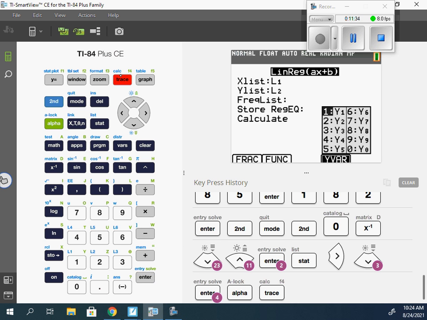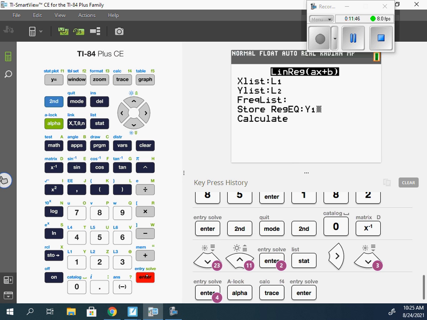So alpha, F4. So Y1 is when we graph, and we'll put the first equation in Y1, the second in Y2 going down. So let's just hit enter and tell it, put the equation in Y1. So we have this here. Any question?